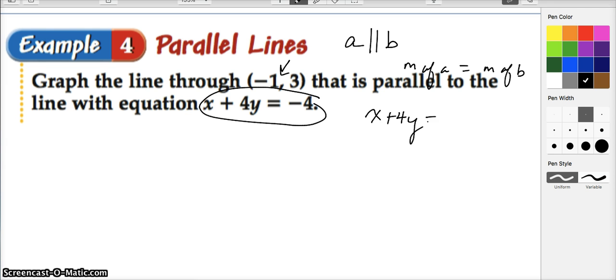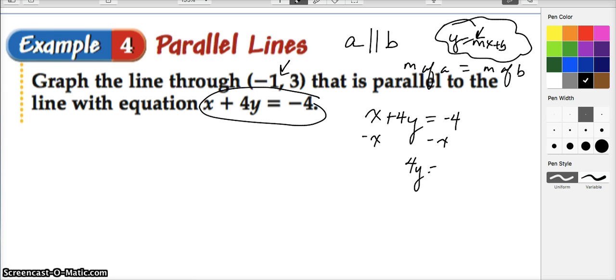One neat way to find the slope is to put this equation in slope-intercept form. If you recall, slope-intercept form is y equals mx plus b. So if we solve for y, push everything over to the side, and simplify it such that the x term is first, the m value will be the slope. Let's do it. I need to get the x out of here, so 4y equals negative x minus 4.